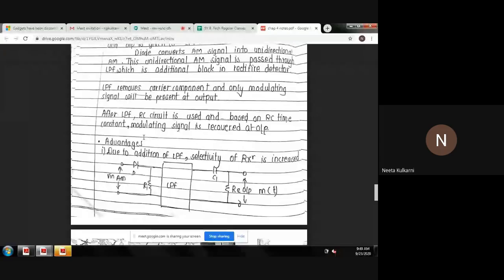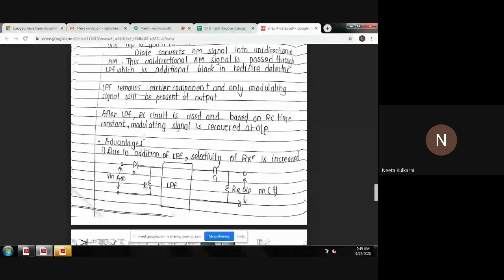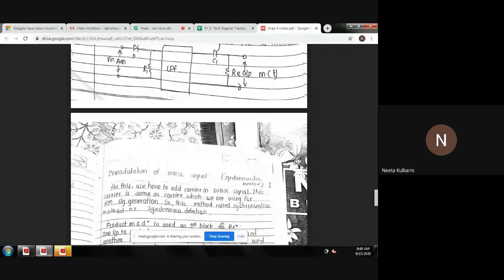What are another two forms of AM signal? DSB-SC and SSB-SC. So after the AM detector, now we have to see the demodulation of DSB-SC signal. And after this, we have to see the demodulation of SSB-SC signal.